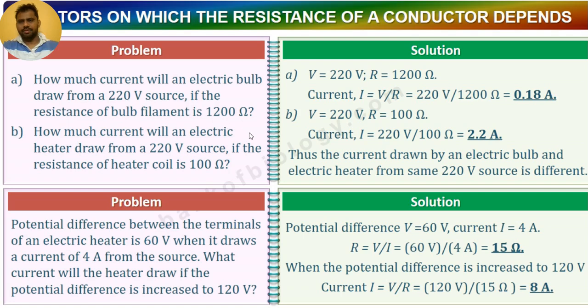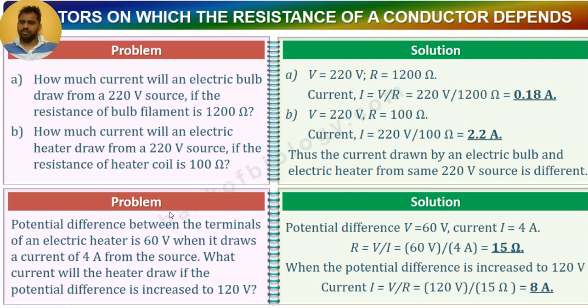Second, how much current will an electric heater draw from a 220 volt source if the resistance of the heater coil is 100 ohms? So R is V by I, so I is V by R. 220 by 100 is 2.2 ampere. So the current drawn by an electric bulb and an electric heater from the same 220 volt source is different, that we have observed. That is due to the difference in the resistance in both cases. I hope this question was clear, very straightforward.